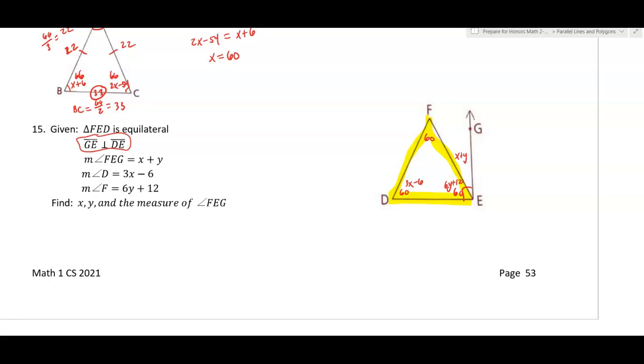Well, to find x, I know 3x minus 6 is equal to 60. It's going to give me 3x equals 66. x is equal to 22. To find y, I know 6y plus 12 equals 60. 6y equals 48. y is equal to 8.